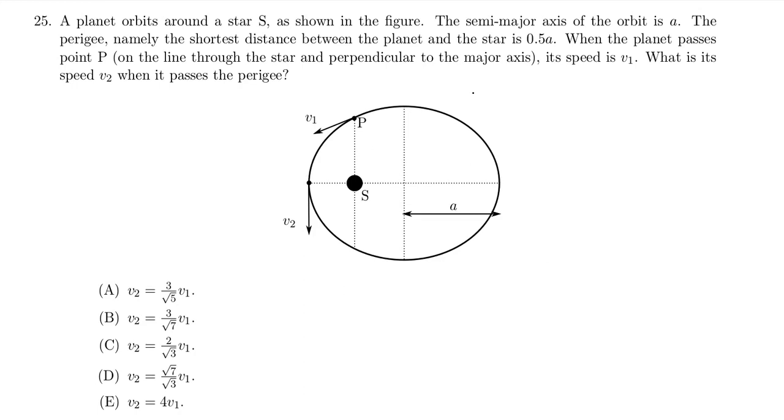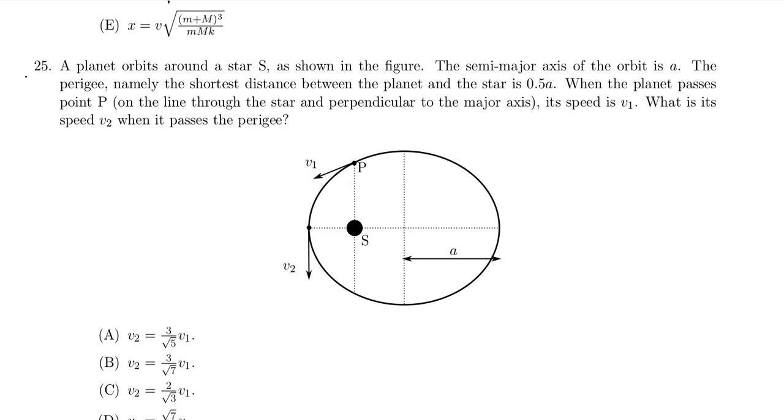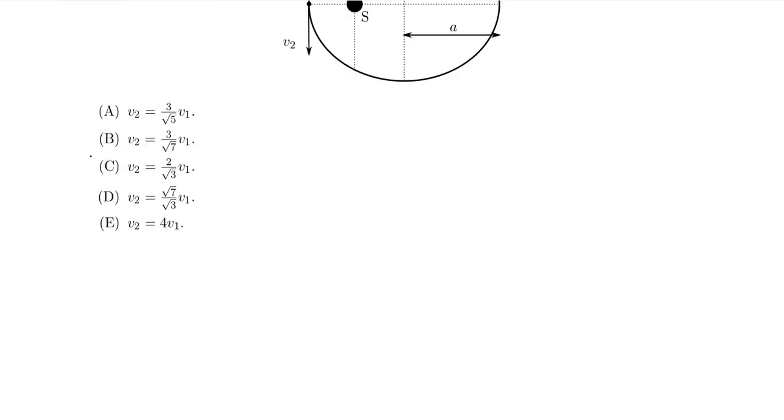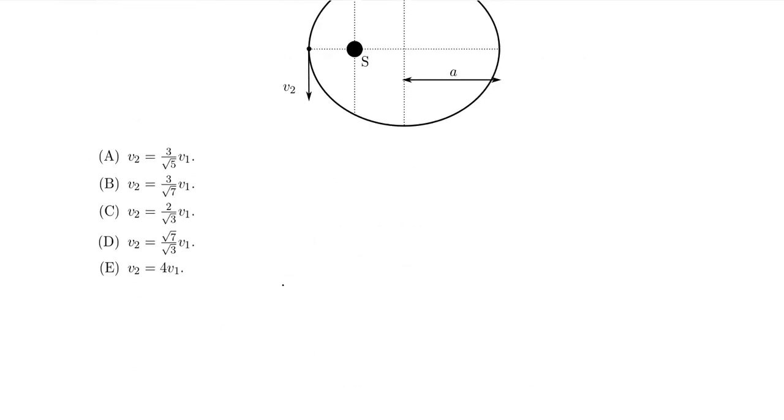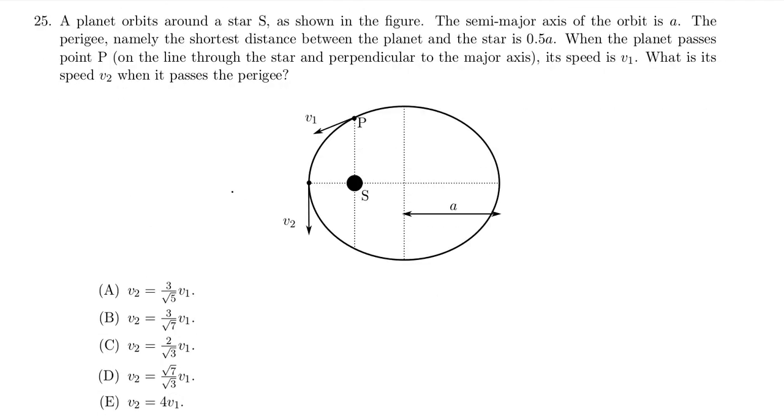Hello everybody. In this video I'm going to be solving the last problem, number 25, from the 2017 F equals ma test. So we have a planet P orbiting around a star S as shown in the figure. So this is an elliptical orbit with one focus on S. The semi-major axis of the orbit is A, so that's here. So this is the center of the ellipse here.